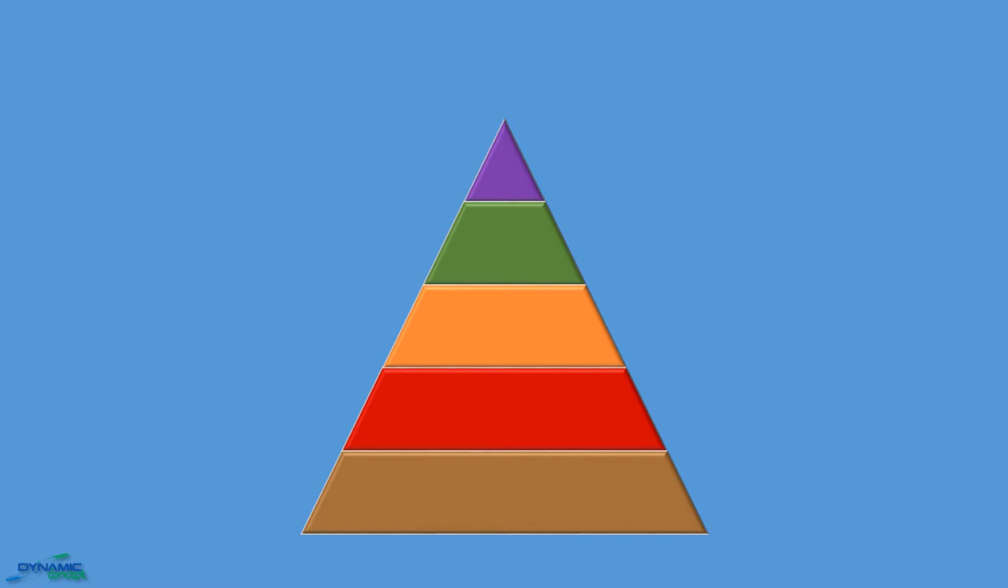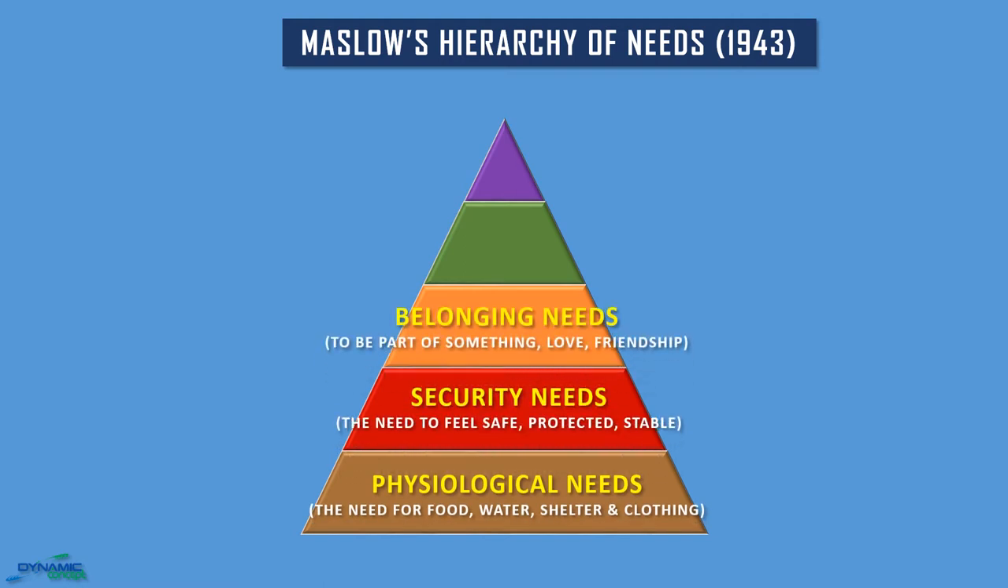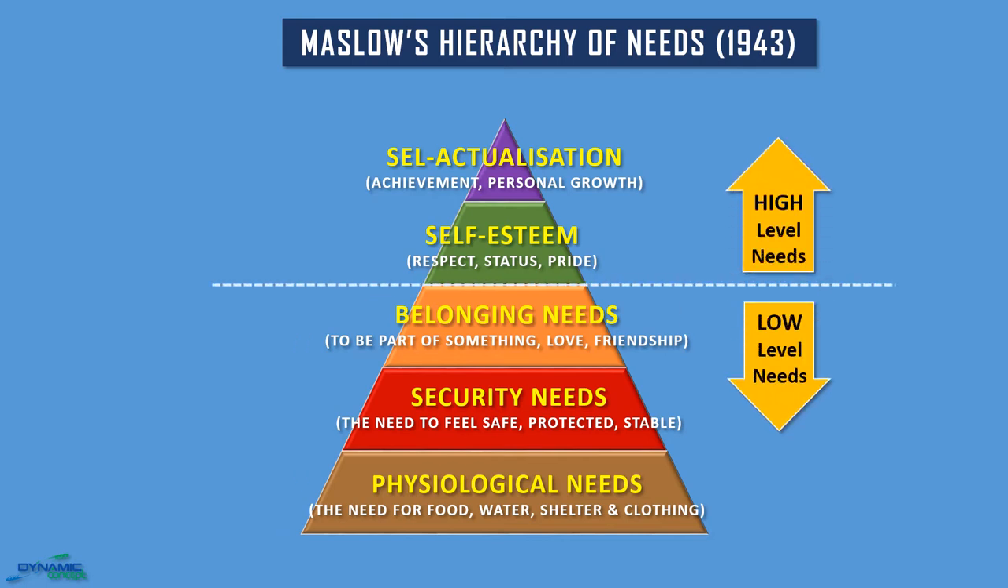One of the good model for understanding what motivates human is Abraham Maslow's hierarchy of needs. Maslow first introduced this concept in 1943. This theory explained that people are motivated by five basic categories of needs. They are physiological, security, belonging, esteem, and self-actualization. Needs lower down in the hierarchy must be satisfied before individual can attend to the higher needs.